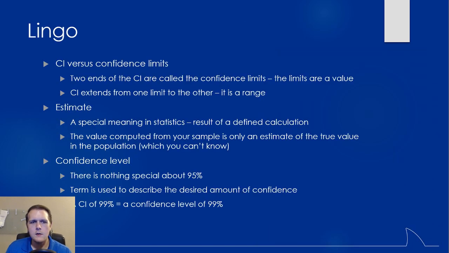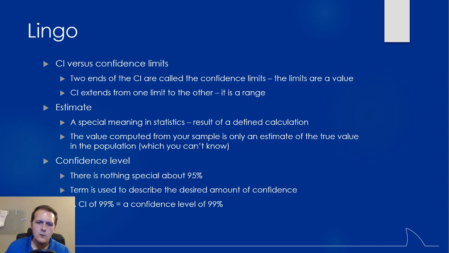So some of the lingo you're going to run into when dealing with confidence intervals. So confidence interval versus the confidence limits. Basically, the limits is just going to be the upper and the lower range. The confidence interval will extend the entire range, right? So it's kind of the difference there. The estimate, as we mentioned, is what we're calculating out. And again, we're estimating what the actual true value of the population is. Since we can't know what that is, it'll always remain an estimate. Even if we're quite sure that the true population value falls within this range, it's still just an estimate.